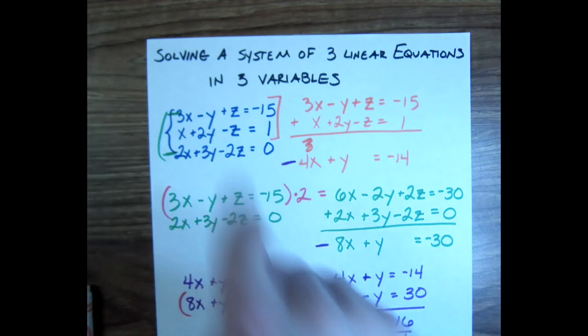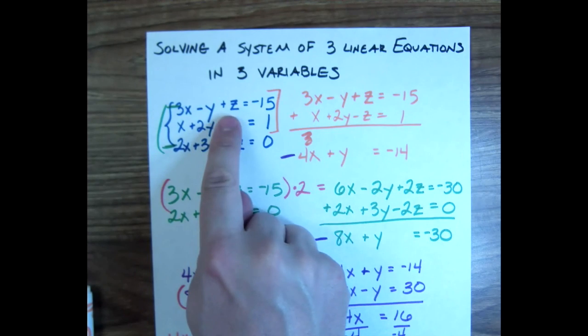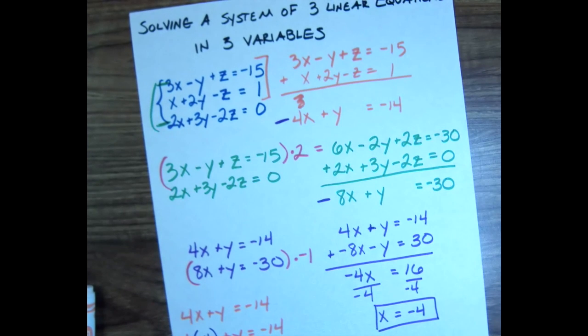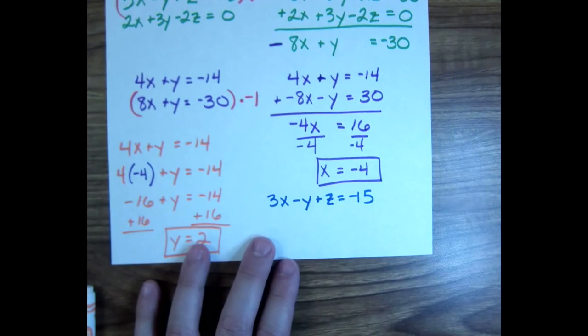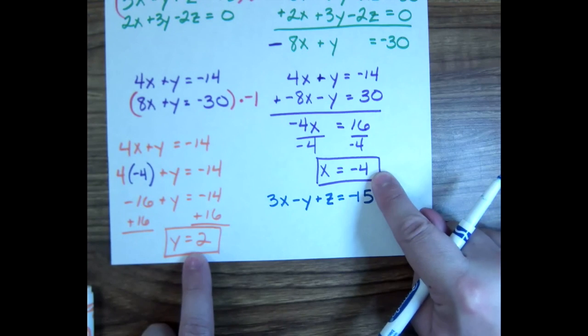Since I'm trying to find z, I kind of like the idea of using the top one because that's the one with a positive z. So I think that's the one I'm going to use. Not really for any good reason other than it has positive z. Okay, so there it is. I'm going to replace the x with negative 4 and the y with positive 2.